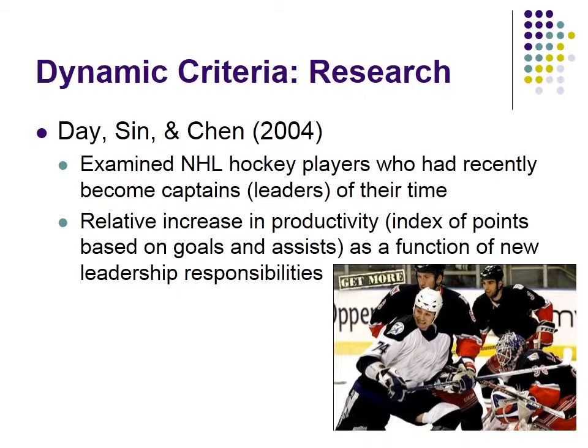And they found a relative increase in productivity, an index of points based on goals and assists, as a function of new leadership responsibilities. So basically, this shows that dynamic criteria is a problem, but a lot of times it's probably not that we're capturing just random fluctuations. It's probably those fluctuations are being caused by outside impact or outside factors.